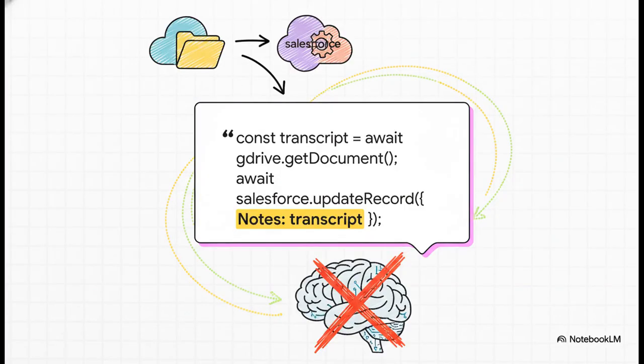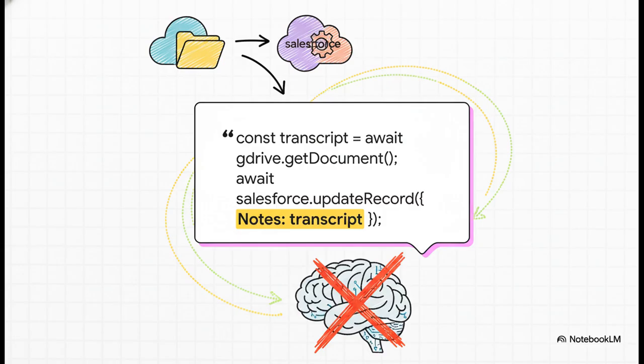But with code execution, this is what the AI does instead. I mean, look how simple and elegant that is. It just writes a little script. It says, okay, I need the Google Drive tool and the Salesforce tool. It calls Google Drive, grabs the transcript, saves it to a variable, and then immediately passes that variable over to Salesforce. That huge chunk of data never even gets close to the AI's context window.